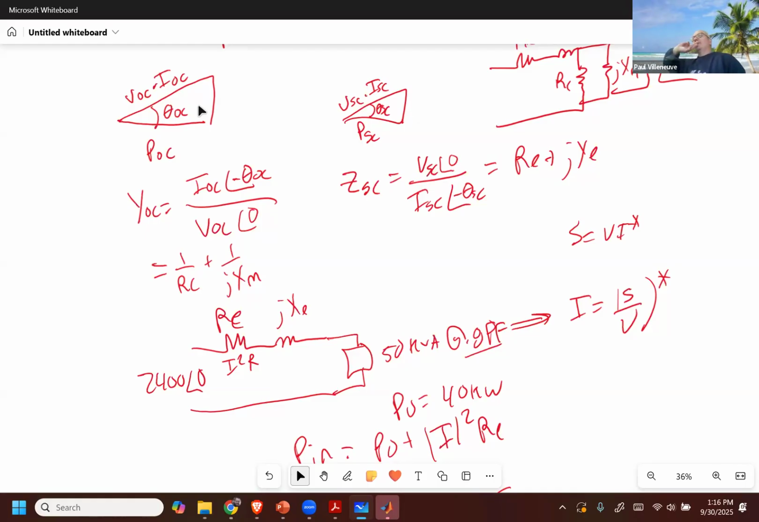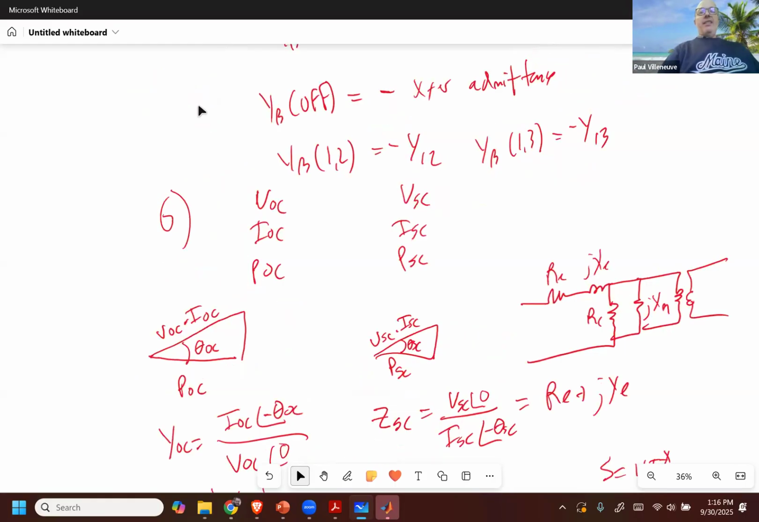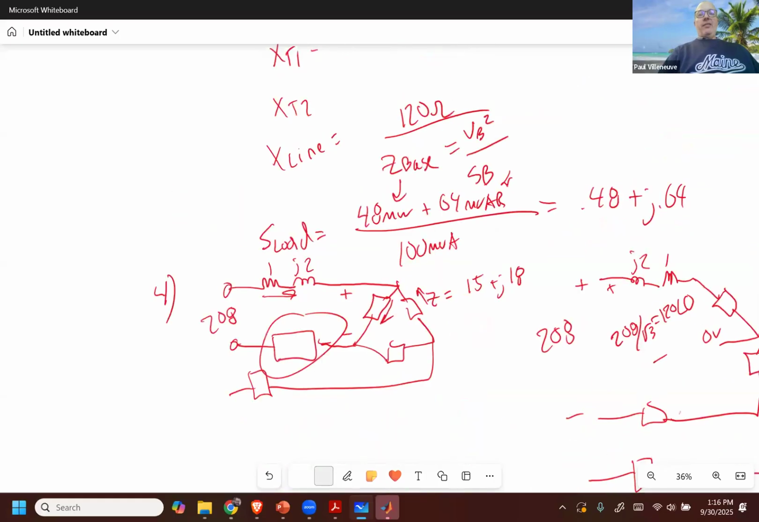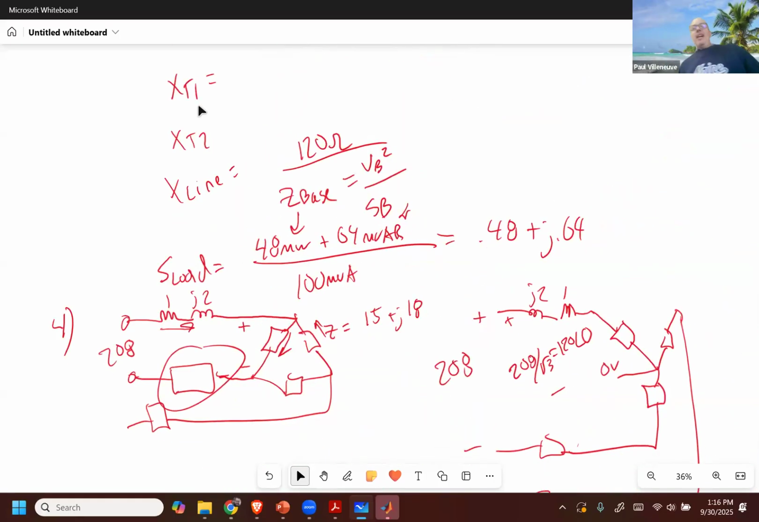Yes, sir. For number 3 today, can we go over the per unit of the load again? How would you do that? Just divide the S quantities, the 48 and 64 megavar, by S base.